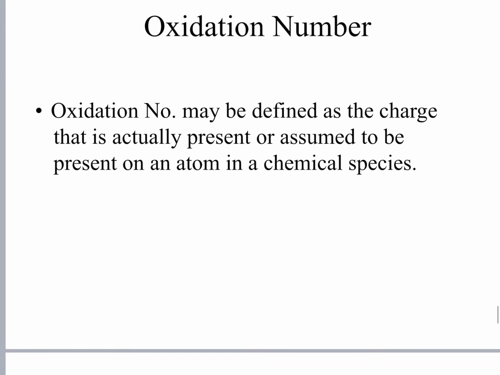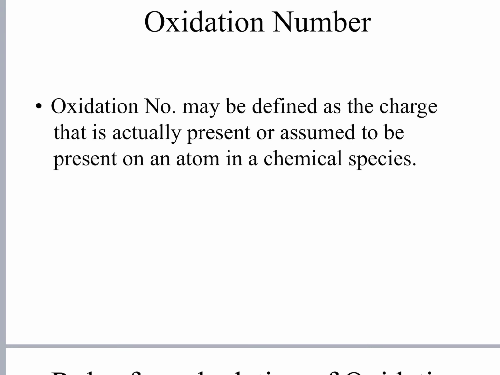Now, we will go for the oxidation number and the calculation rules governing it. Oxidation number may be defined as the charge that is actually present or assumed to be present on an atom in a chemical species. If you take NH3, ammonia, we assume that there is some charge present on the nitrogen atom.